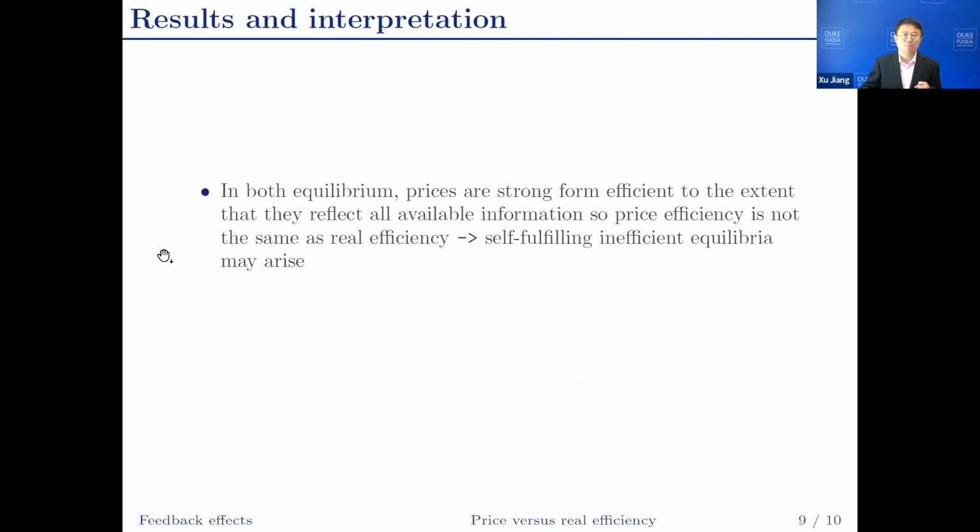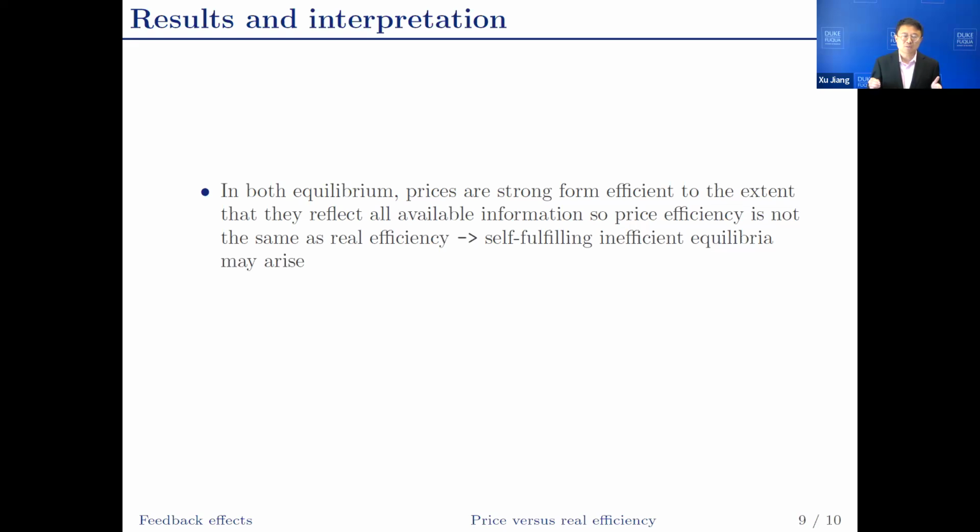So we can see here in both equilibria, prices are strong form efficient because prices reflect all the available information, including private information. So the price efficiency is the highest in both equilibria. But in equilibrium 1, real efficiency is very low. And in equilibrium 2, real efficiency is high. So price efficiency is not the same as real efficiency.